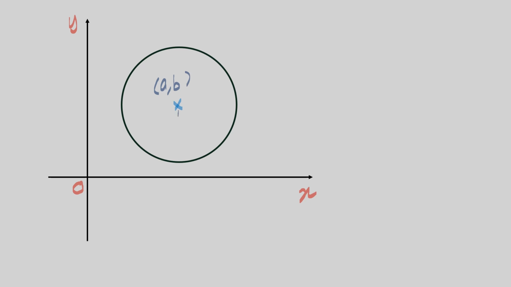It means if I draw a dotted vertical line from the center to the x-axis, from here to here is a units. Likewise, if I draw a horizontal line from the center and touch the y-axis, from here to here, you will have b units.